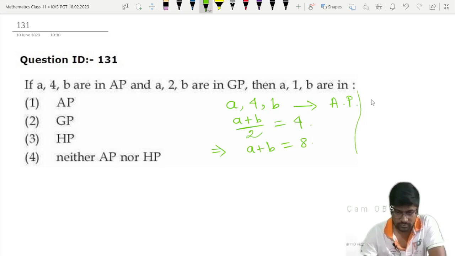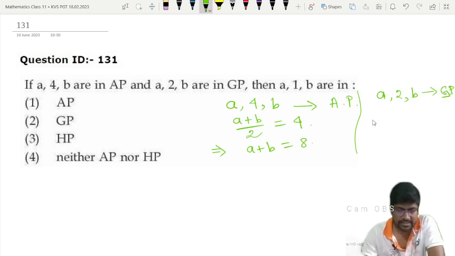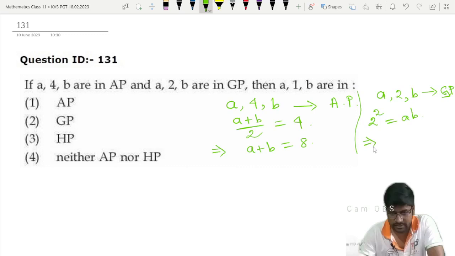From the first condition we have got this, and in the next condition it is telling that A, 2, B, these three numbers are in GP, that means geometric progression. So from there, what we know, if A, B, C are in GP, then B square is equal to AC. So 2 square is equal to AB. From that condition we are getting AB is equal to 4. So A plus B is equal to 8 and AB is equal to 4.